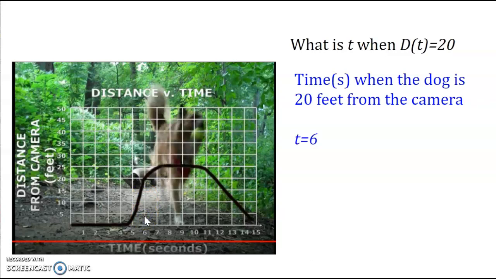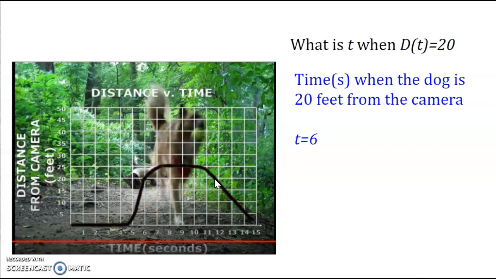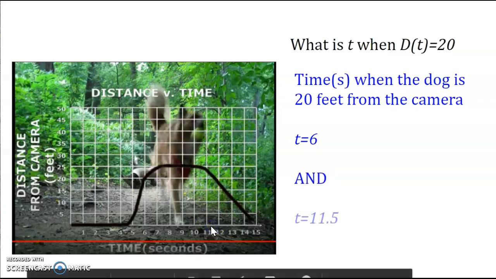Is that the only answer? No, because if you keep going, the dog, Figaro, is at the same place on his way back. So the first time was when he was going out to fetch the ball, but as he was returning, he was 20 feet away from the camera right there as well. Okay, so that is about 11.5 seconds. So at 2 different places, Figaro was 20 feet from the camera.